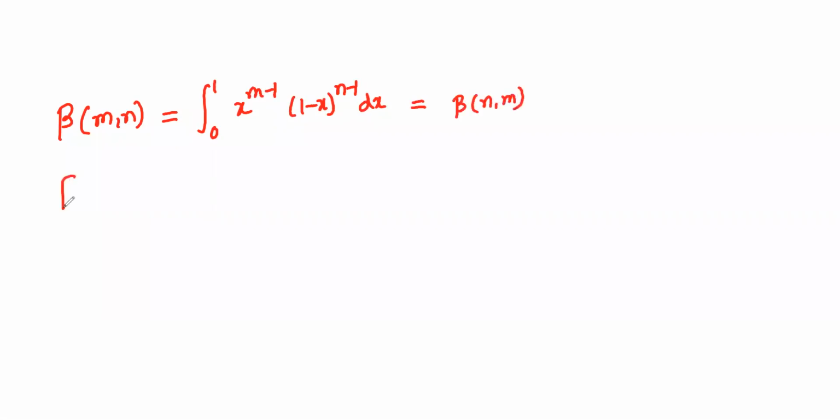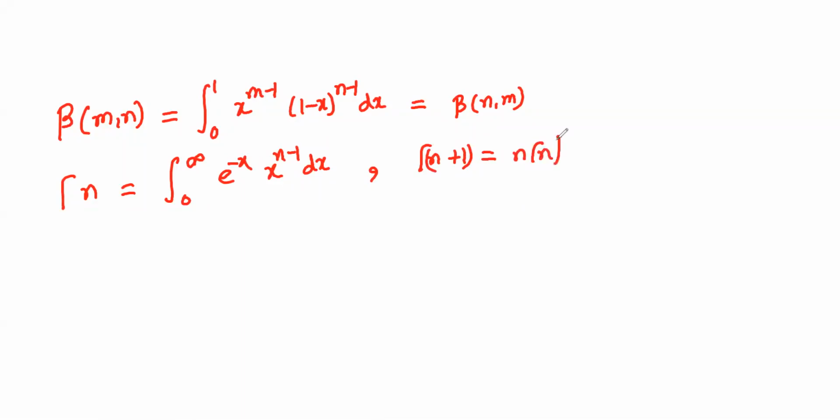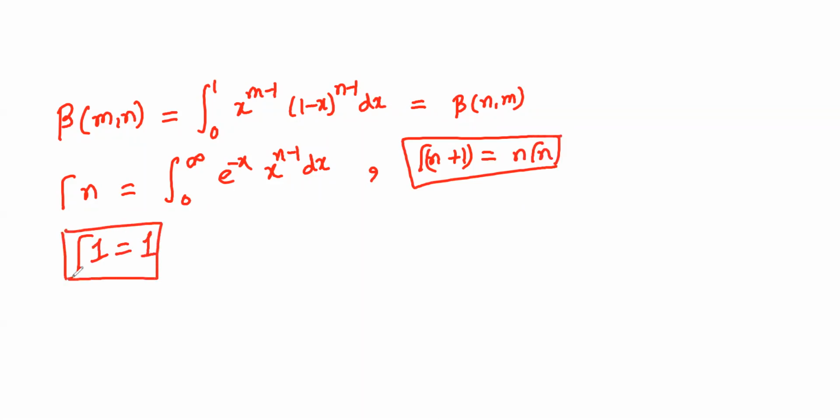Then gamma n. What did we write for gamma n? The integral from 0 to infinity of e raised to minus x, x raised to n minus 1 dx. Then we derived gamma n plus 1 is equal to n gamma n, and similarly we derived gamma 1, which is 1. So tell me, what will gamma 2 be? Gamma 2 is gamma 1 plus 1, so 1 times gamma 1, isn't it?